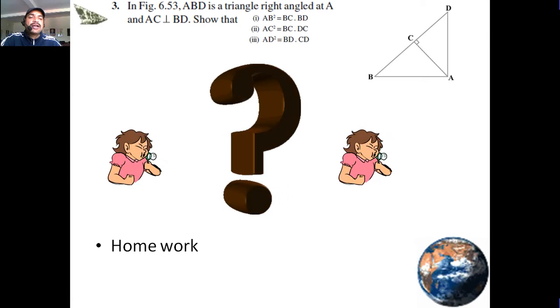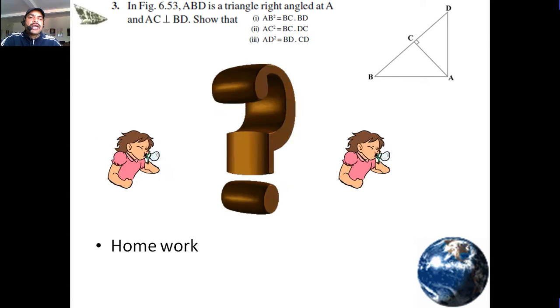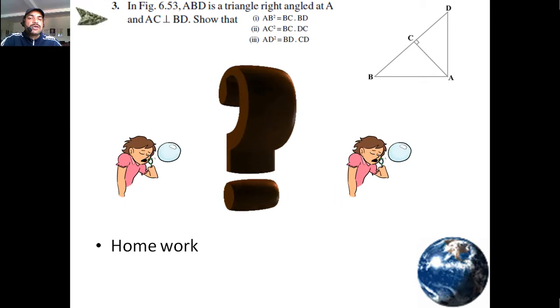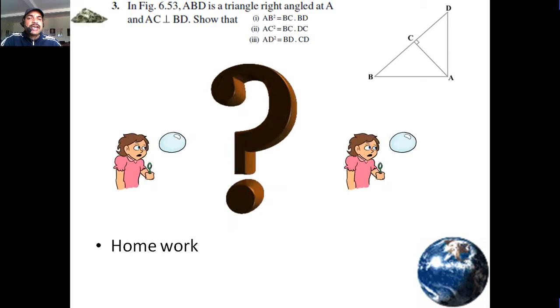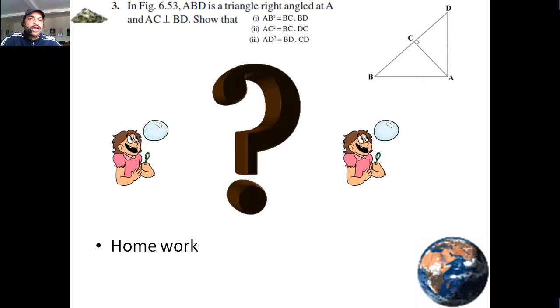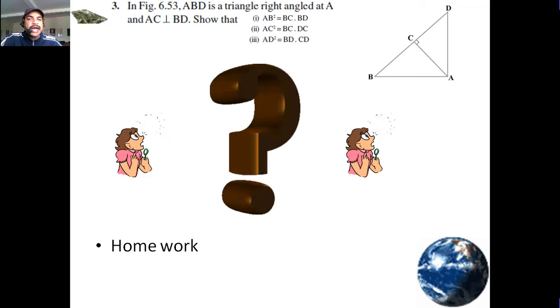Triangle CBA and triangle ABD are the two triangles. The triangles are similar, triangle BCA is similar to triangle BAD. So using the similarity criteria, we get the result AB square is equal to BC into BD.